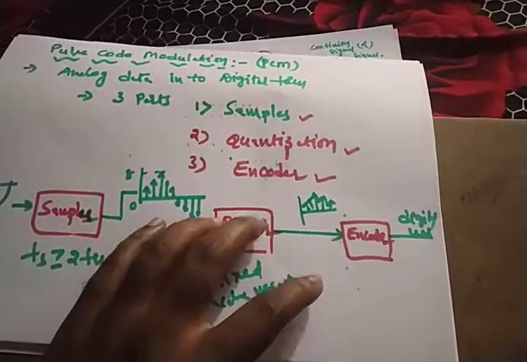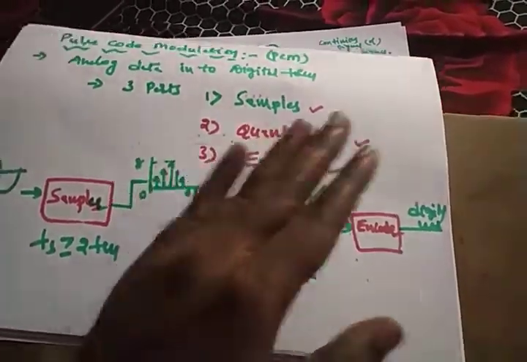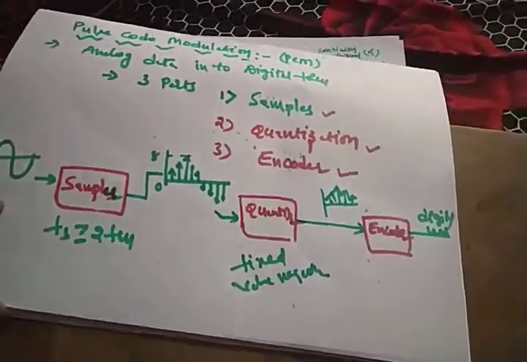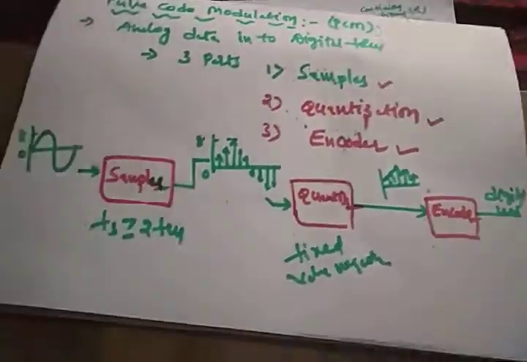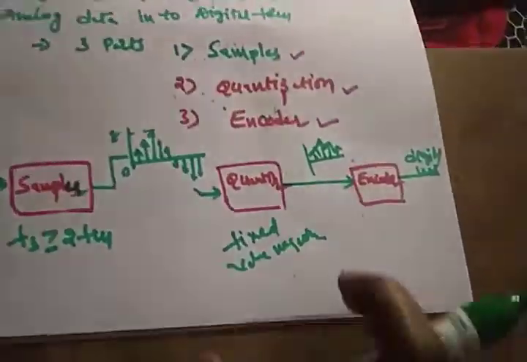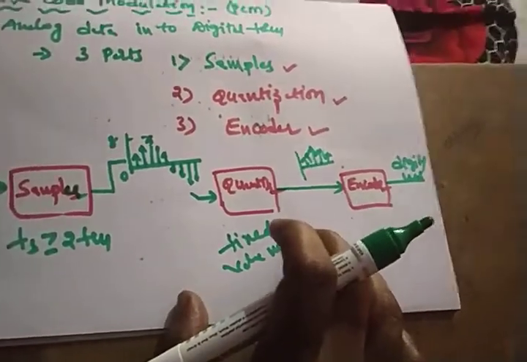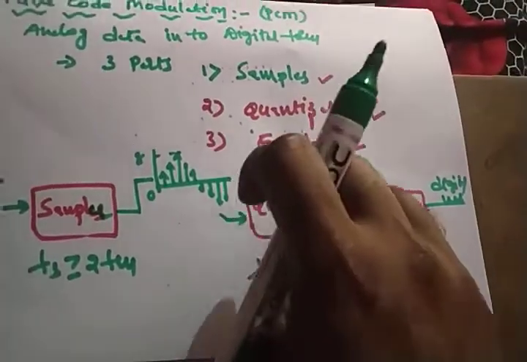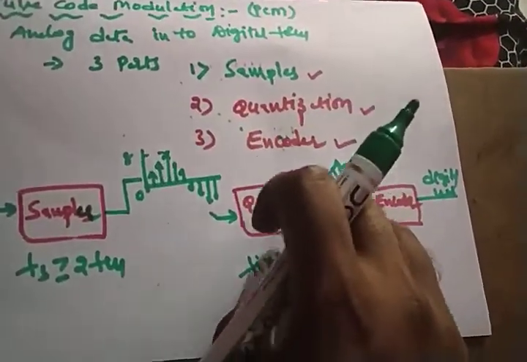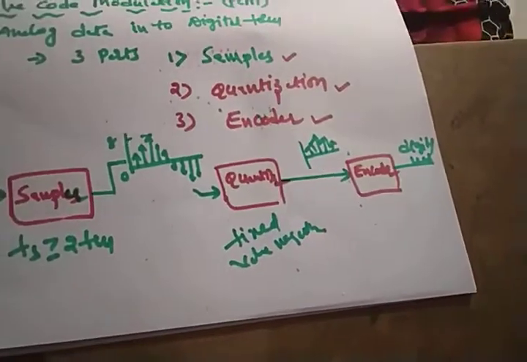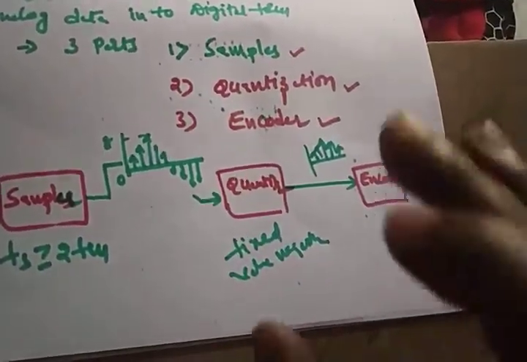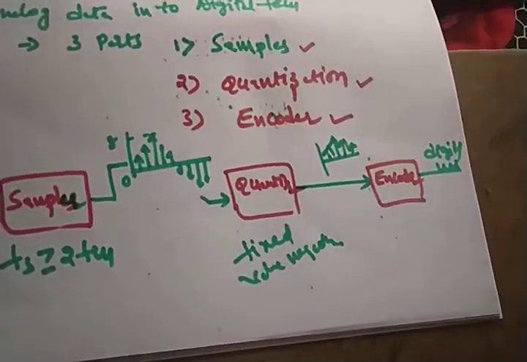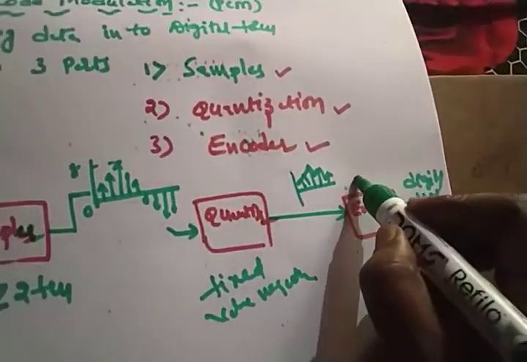After that, your encoder will encode these train of pulses to your digital form. This is a simple function itself. But now you understand the quantizer, which has quantization levels, right? It won't directly convert to a fixed magnitude. So it has quantization levels. How many levels? First, your encoder will decide the n value.